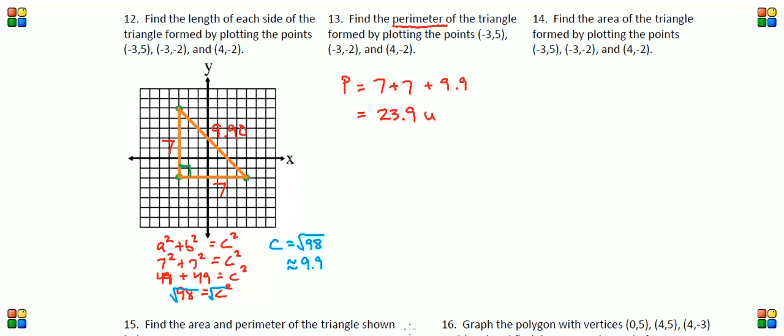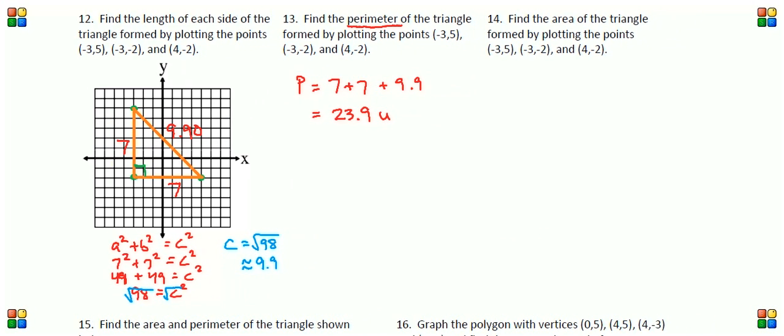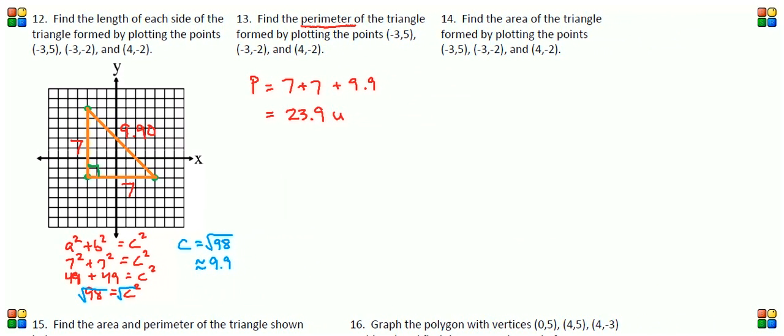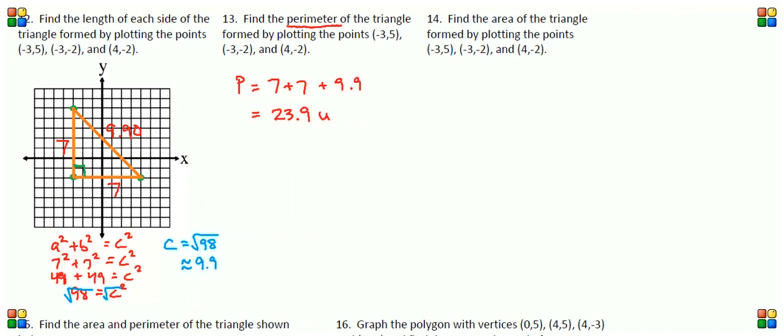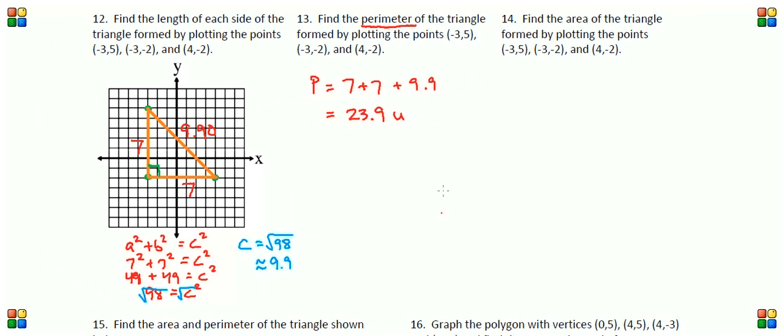Question number 14 follows along with number 12 as well. It says, find the area of the triangle formed by plotting these points. Same points. Let's go back to our triangle. Well, we know that area for a triangle is equal to 1/2 of the measure of the base times the measure of the height or width. So we're going to call this just base times height.